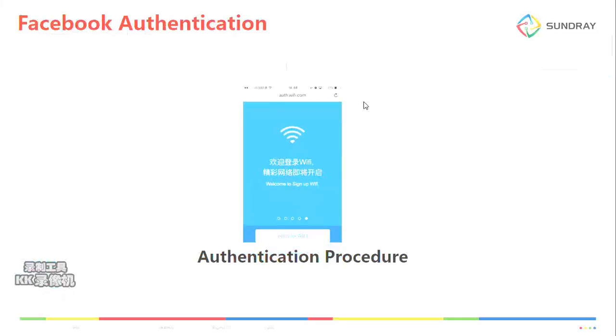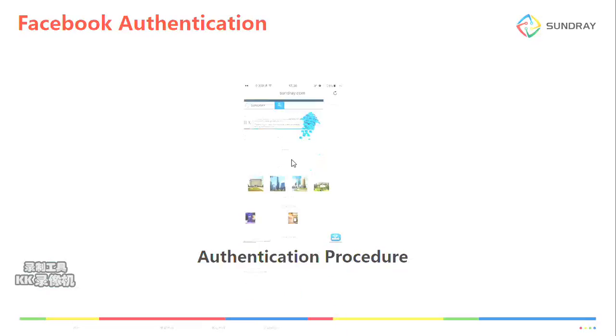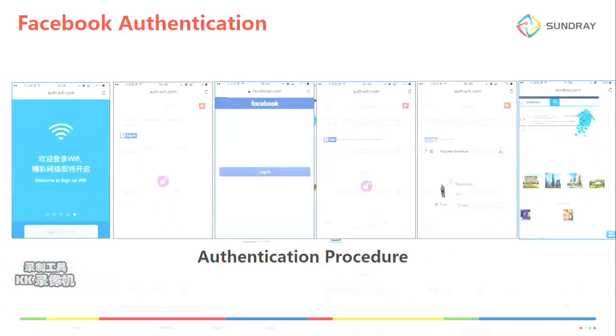The first one is the landing page we see for applying for Wi-Fi. And second, we go to the Facebook. Here we have the Facebook login button, and next we have the login with the Facebook account. And then we see the like button here. So this is a test account with the Sundray Facebook like page. This is a redirection after authentication. So this is the support procedure.